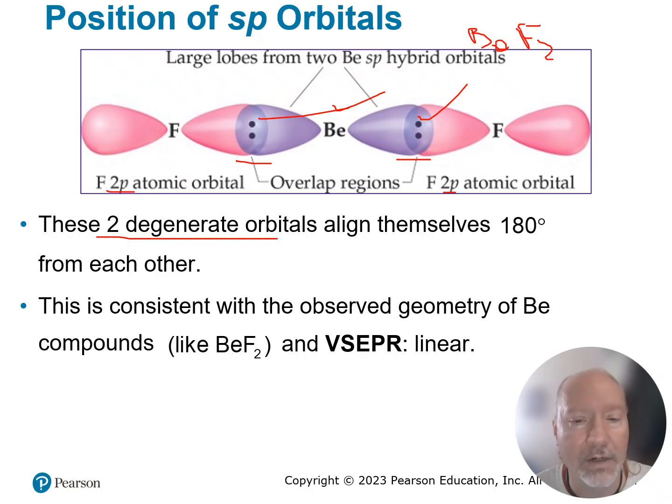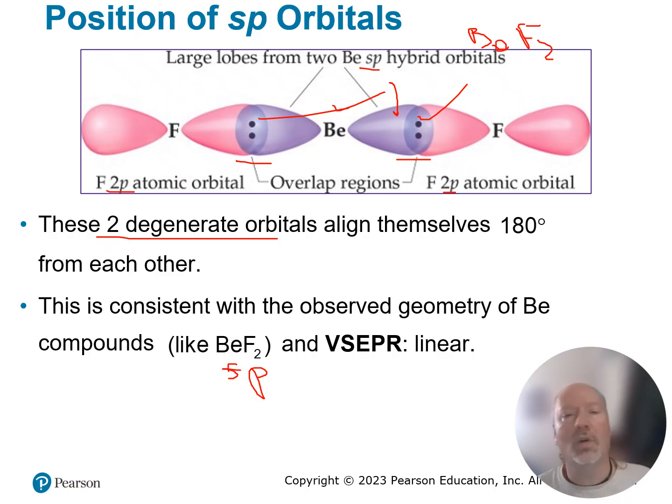That means they're the same energy. This is a linear molecule. Again, this is going to be like sp again. What they're showing here is the 2p orbitals coming together with the sp. This is sp. And how is this hybridizing with fluorine? It's combining the sp orbitals of beryllium with the p orbitals of fluorine.